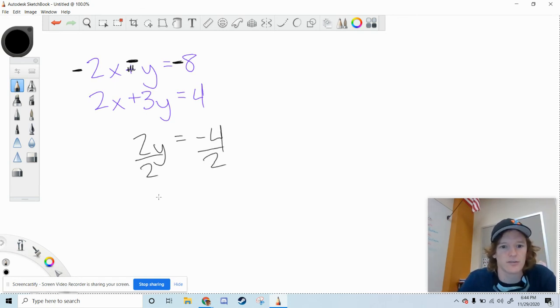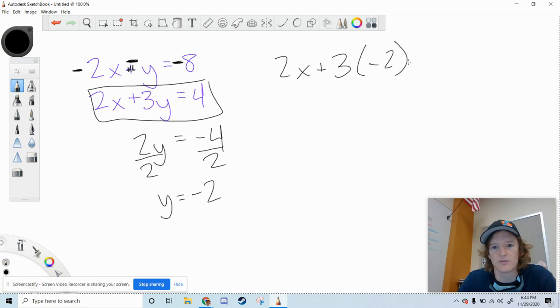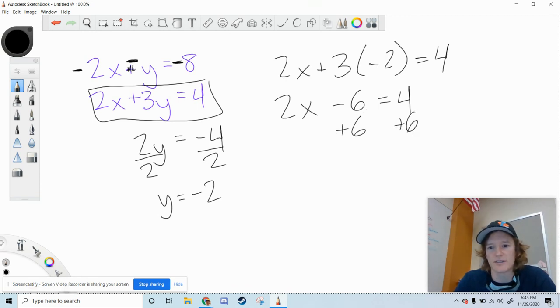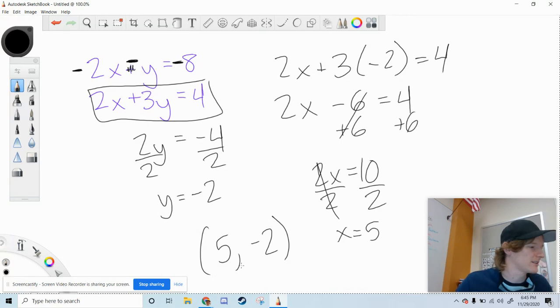Divide by 2, divide by 2, y equals negative 2. Then we'll take that, let's put it into this one. So we'll have 2x plus 3 times negative 2 equals 4. Well, 3 times 2 is 6, so that'll be negative 6 with 2x. 2x minus 6. We're going to have to add 6 to both sides before we divide. We get 2x equals 10. Divide by 2, x equals 5. So we get 5, negative 2. Is that the same answer we just had on the last one? Close. I think that was negative.